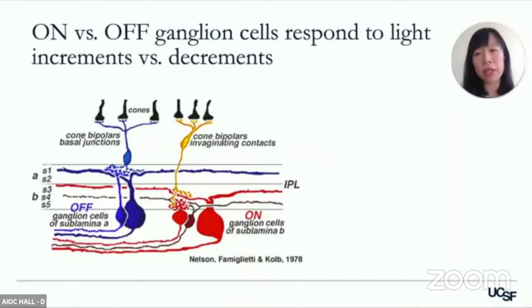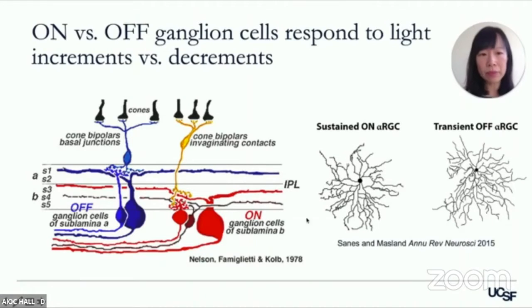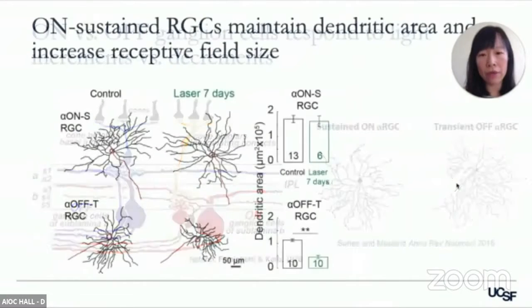Now, there are many types of ganglion cells, but one functional distinction are the on versus off ganglion cells. The on ganglion cells are responding to light increments, whereas the off ganglion cells are responding to light decrements. And they stratify differently in the inner plexiform layer, as shown here in the red and blue cells. I'll be focusing on two of these types, the on-alpha sustained ganglion cell and the off-transient alpha ganglion cell. And these two represent a nice dichotomy between on and off.